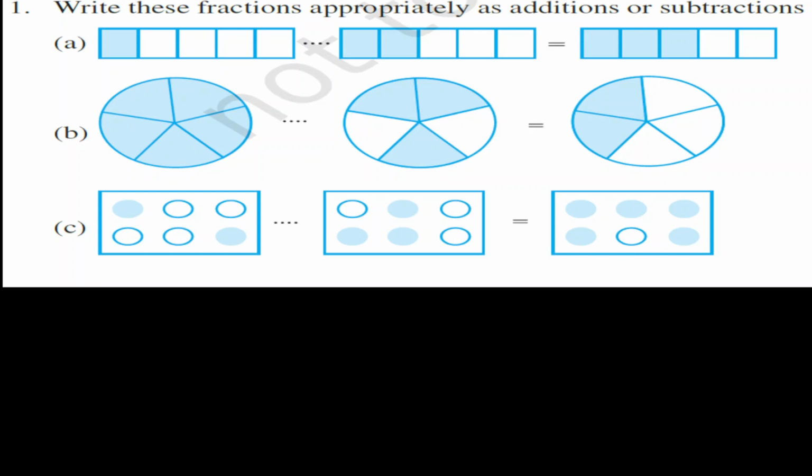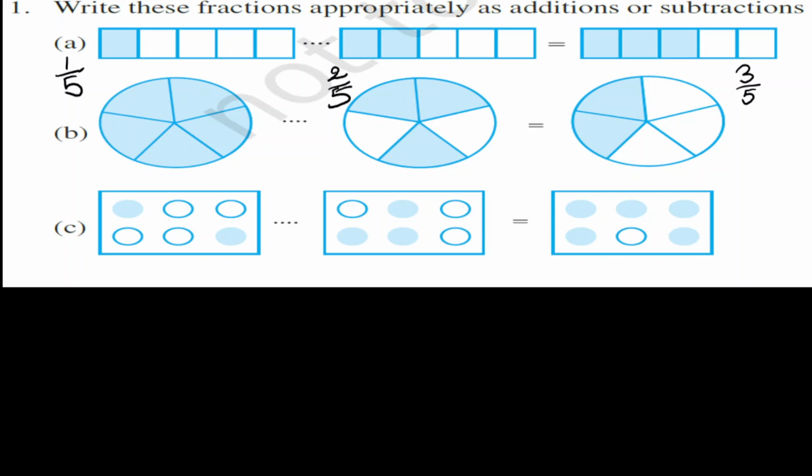Coming to the problems on fractions, write these fractions appropriately as additions or subtractions. Here, let's write the fractions first. For this, out of 5 equal parts, one part is shaded, so the fraction becomes 1 upon 5. And out of 5 equal parts, 2 parts are shaded. Now the fraction becomes 2 upon 5. And here 3 parts are shaded out of 5 equal parts. So we are writing 3 by 5.